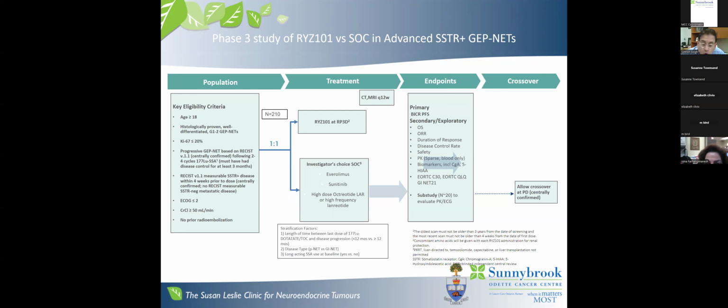Unfortunately, this trial is on hold due to a shortage of actinium supply. We do have this trial open here at Sunnybrook, and we have patients enrolled. But right now the trial is on hold and we'll have to wait. So we have two retreatment trials going on here at Sunnybrook.